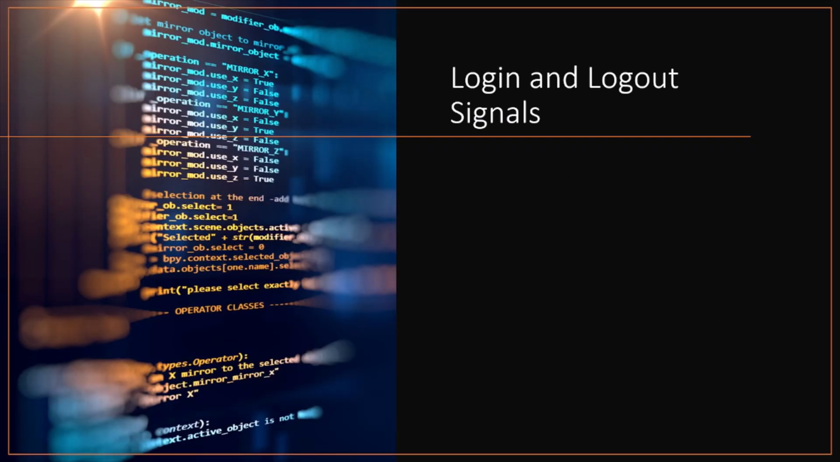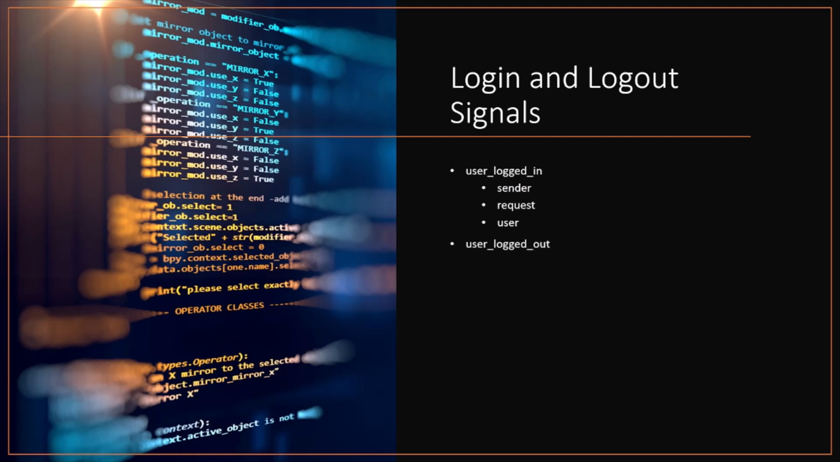Now let's look at signals that the Django authentication system sends out when a user logs in or logs out. So the first one, we have user logged in, and this obviously is sent out when a user has successfully logged in. The arguments are sender, which essentially is the class of the user that logged in. Request is the HTTP request object, and we have user, which is the user object that logged in, or the instance of the class that logged in.